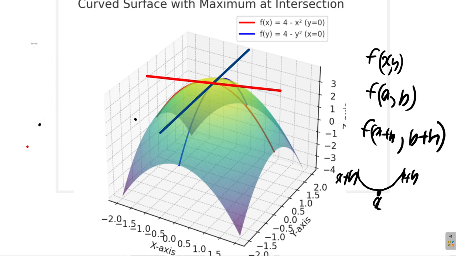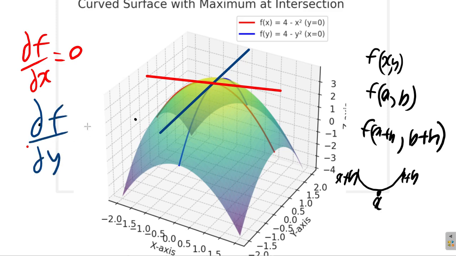So if you call the function f partial derivative, we do that again. So the partial derivative of f with respect to x equals 0, and the partial derivative of f with respect to y equals 0. Alright? You see that?